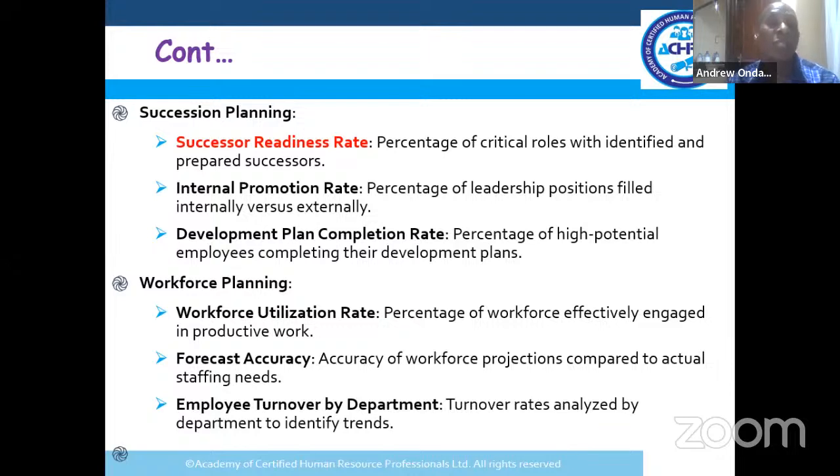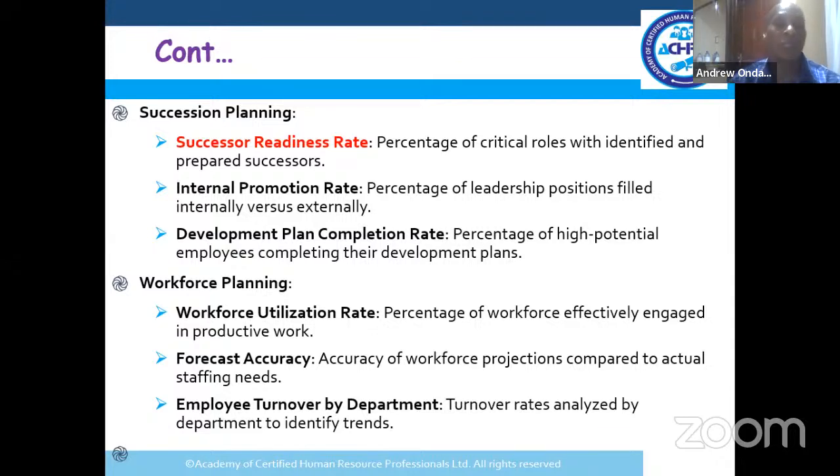Another aspect we look at in succession planning is internal rate of promotion. How fast are people being promoted in the organization? We are not saying that employees should be promoted very quickly, because there is a limit to which they can reach and then they plateau. So the promotion rate here looks at the people that we have prepared adequately for leadership positions.